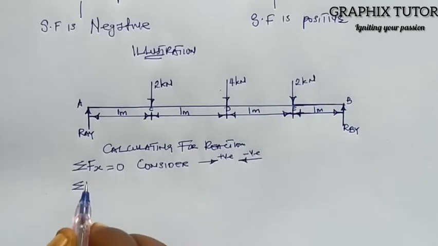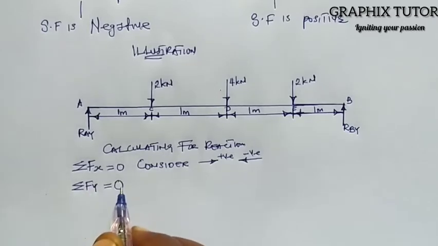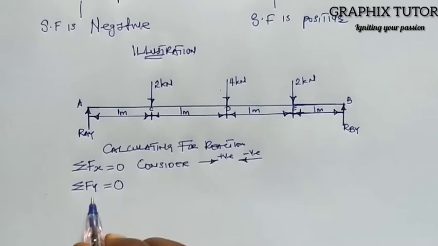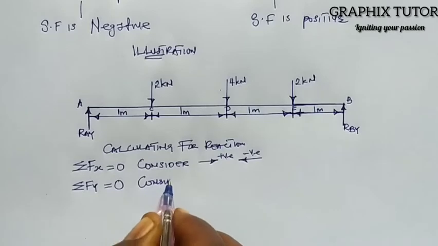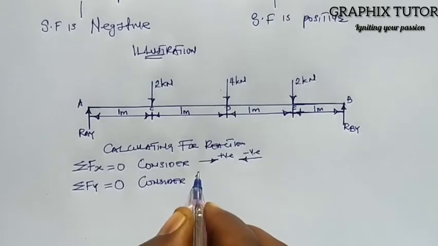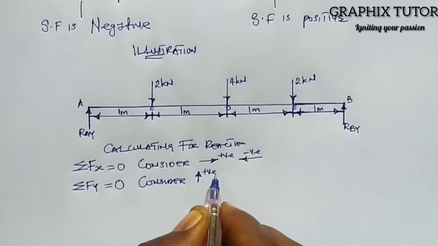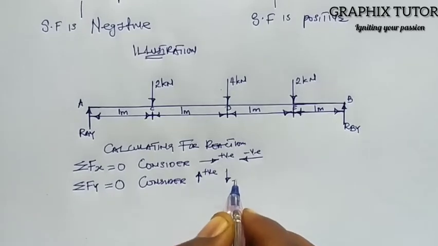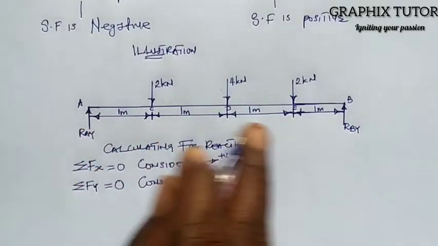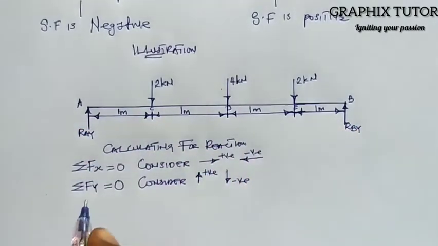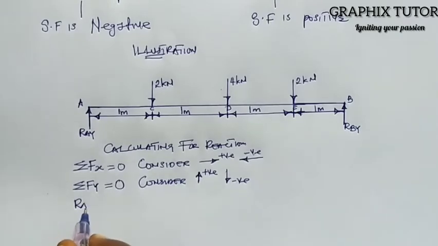That is the summation of Fy equals 0. So it means the addition of all vertical components. We are now going to consider upward force to be positive, then downward force to be negative. Now we have two upward forces, which are RAY and RBY, right? So RAY plus RBY, because they are all facing up.